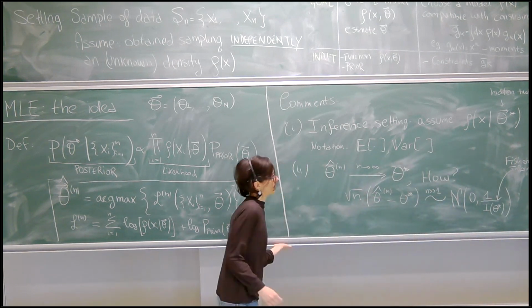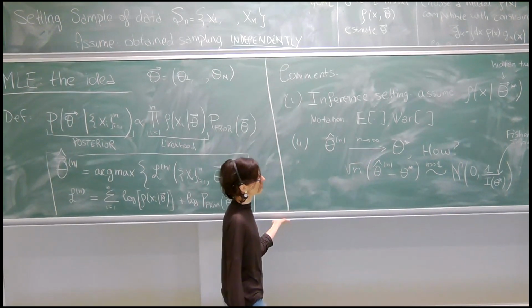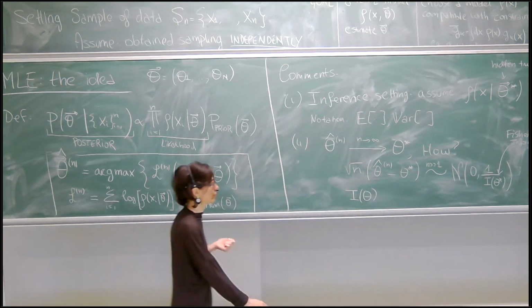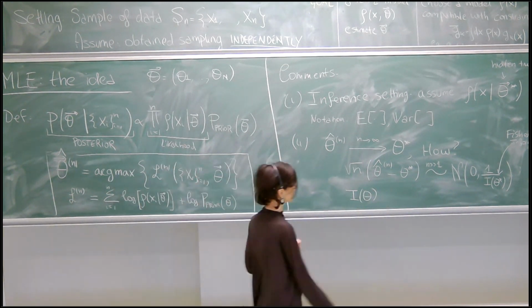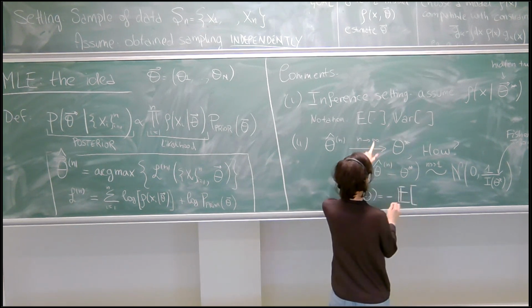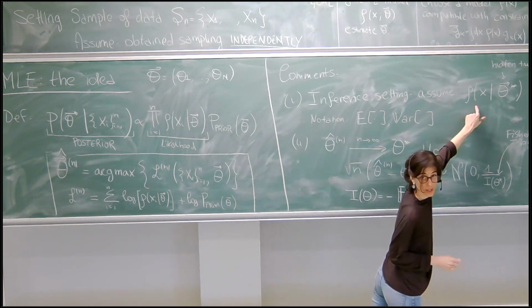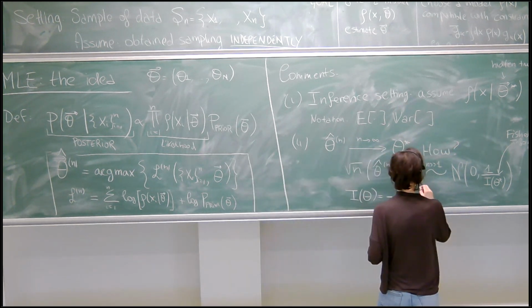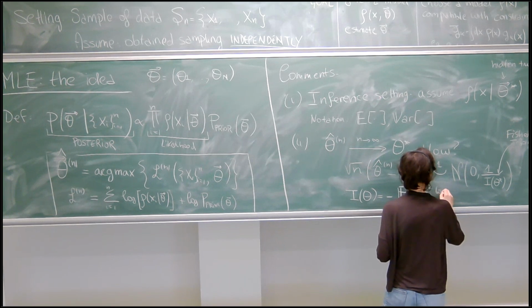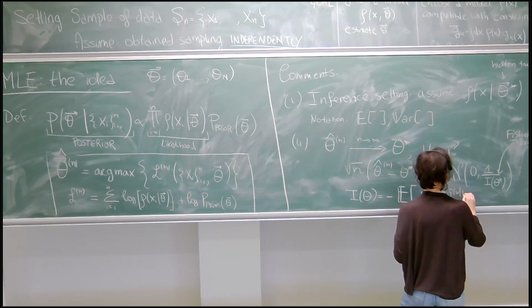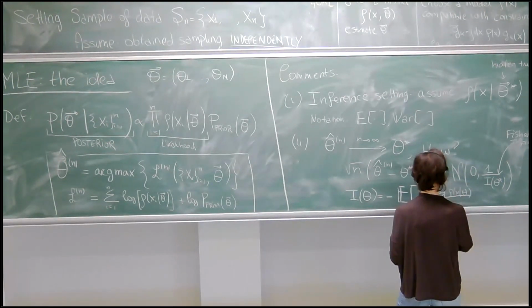And what is its expression? So let me try to squeeze it in here. So E is a function of your parameter, and it is minus the expectation value, now with respect to the true distribution, of what? Of the second derivative of the log of your distribution with respect to your parameter.